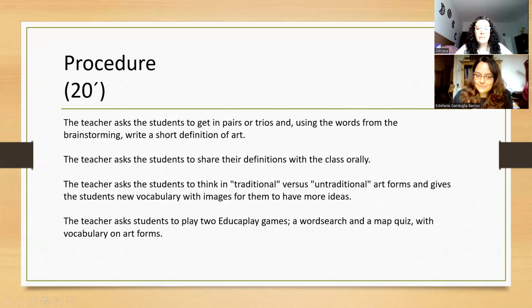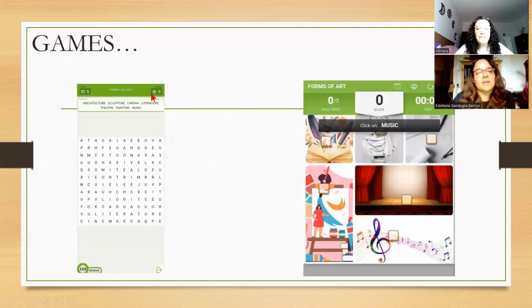The teacher asks students to play two Educaplay games, a word search and a map quiz, as Adriana said earlier, with vocabulary on art forms. These are the games we are going to set the students. This is a word search on the left, and on the right, we have the map quiz with audio and with images to give students enough input for them to achieve the game.